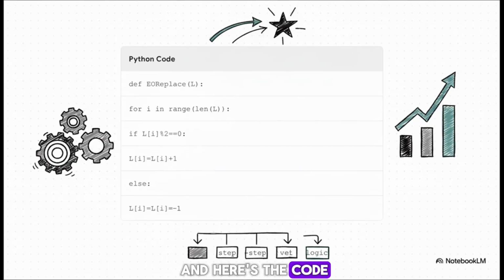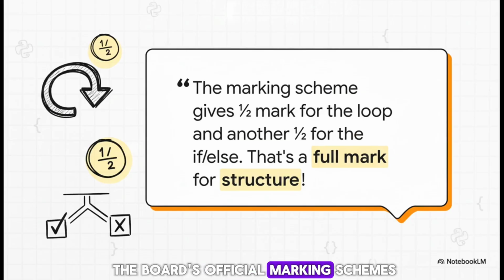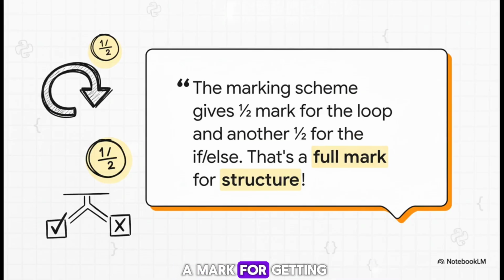And here's the code. It's super clean, really efficient, and it does exactly what our step-by-step logic laid out. You've got the function header, the loop, and the conditional logic. It all just clicks together perfectly. And this is why getting the structure right is an absolute superpower. If you look at the board's official marking schemes, they often give half a mark for getting the loop right and another half a mark for the correct if-else check. Think about that. That's 1 whole mark just for writing the skeleton of the answer before you even do the math.